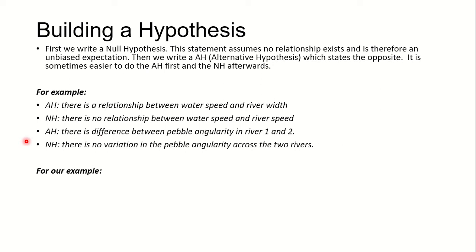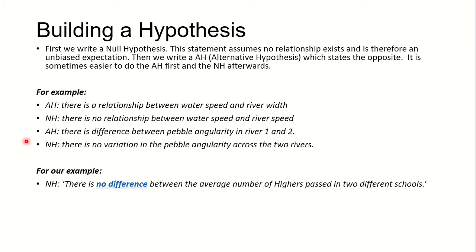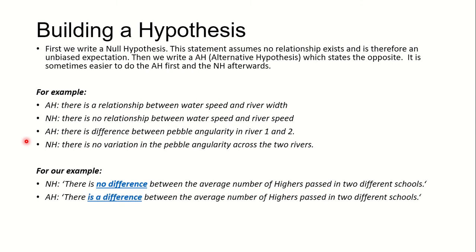For our example in this lesson, I'm going with something that you'll be familiar with, so let's talk about exams. I'm saying there is no difference, because it's a null hypothesis, I'm saying that there will be no relationship. There is no difference between the average number of Highers passed in two different schools. And my alternative hypothesis, therefore, is that there is a difference between the average number of Highers passed in two different schools. And I will allow the data to prove or disprove which of those statements we can accept as true.